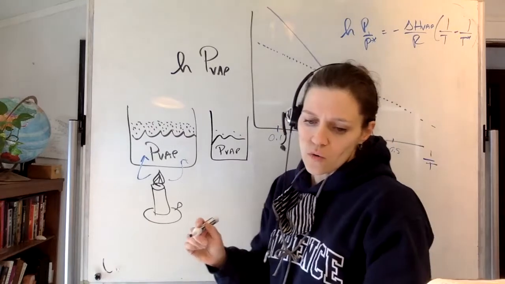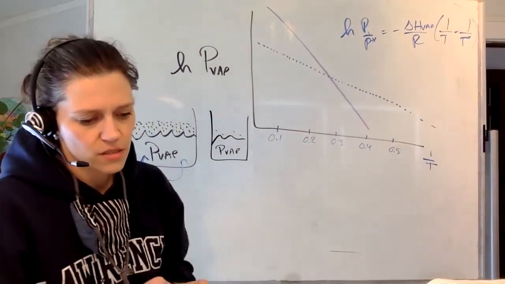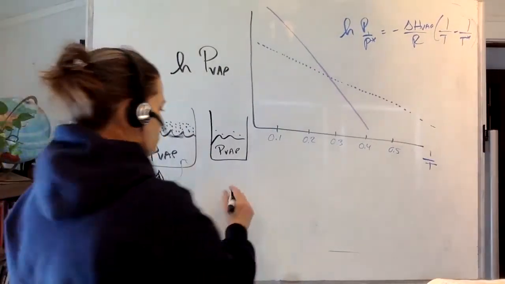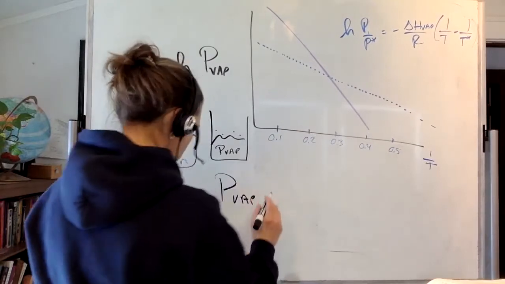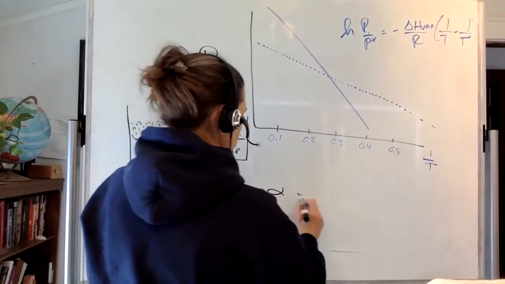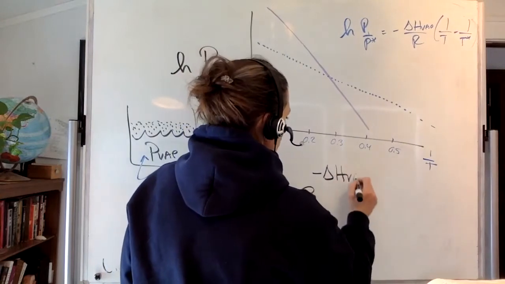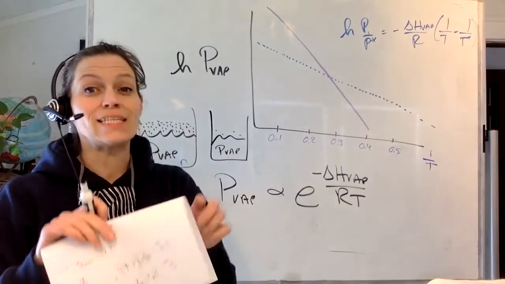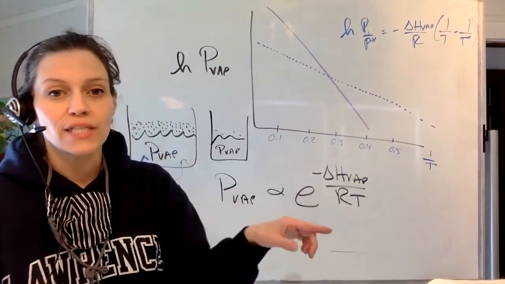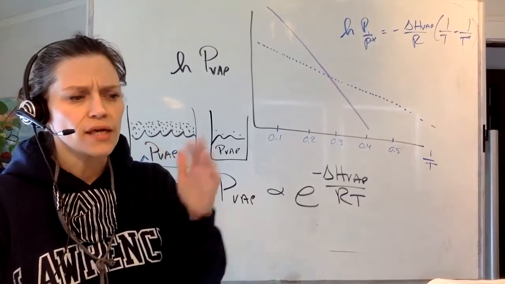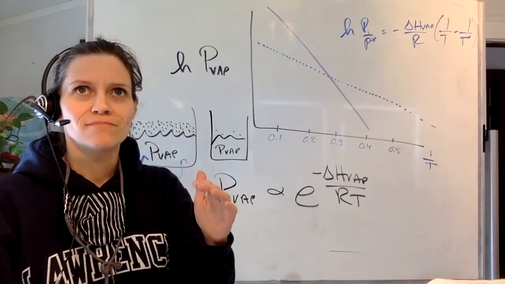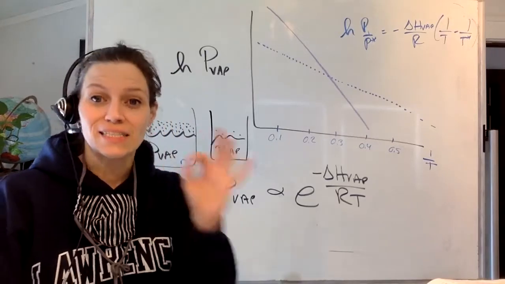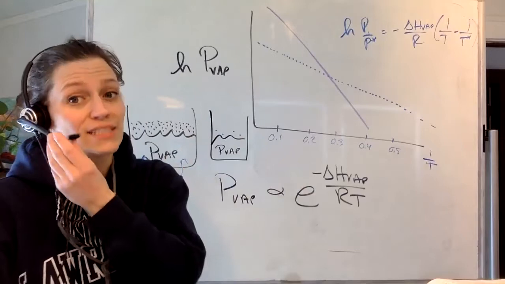Okay, so one of the things I want to talk about is the relationship. We'll get to this in a second. The relationship is that P vapor is proportional to e to the minus delta H vaporization over RT. Now I am simplifying this a significant amount. You'll notice in Atkins that the Clapeyron equation is exact, whereas the Clausius-Clapeyron equation is an approximation.